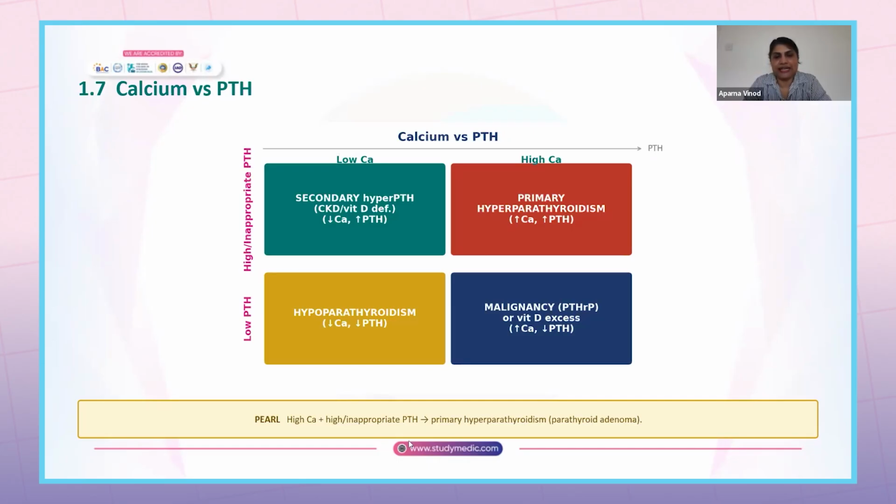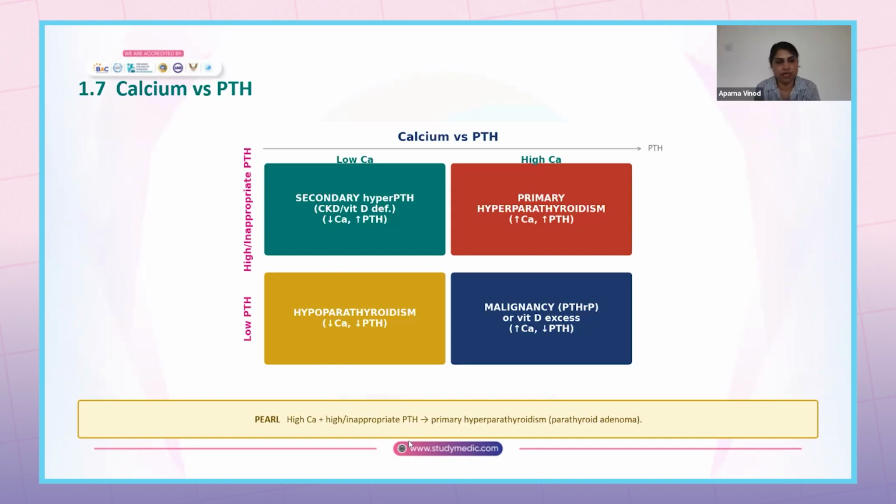First, you have secondary hyperparathyroidism. It is usually seen in CKD or in vitamin D deficiency. So what happens there? There will be reduced calcium absorption because of the alpha hydroxylase enzyme not being activated in chronic kidney disease, and hence you do not have the active form of vitamin D, which is calcitriol or 1,25-dihydroxycholecalciferol, because of which you have reduced calcium absorption, and that will lead to a compensatory high parathyroid hormone. So that is called secondary hyperparathyroidism.